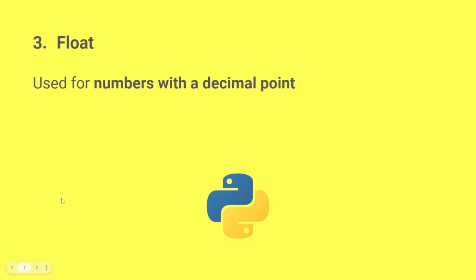Now the third type of data is a float, and float is used for numbers with a decimal point. For example, the ones in the green, all of them have a decimal point. These two are positives, the one in the middle is negative. It allows positives and negatives, but those numbers must include a decimal point, and these are called floats. The ones on the right, they are not floats because they do not have a decimal point. The ones on the right are actually integers.